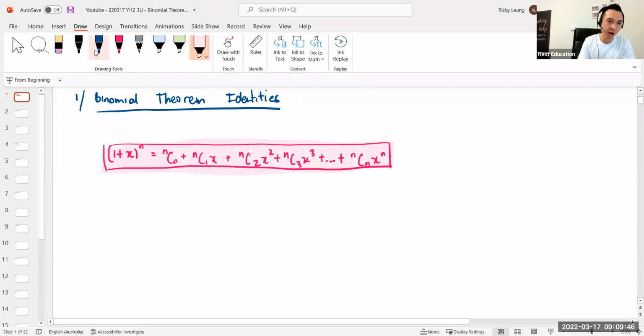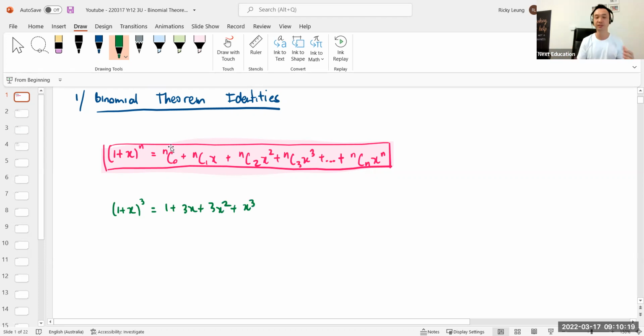Now, comparing coefficients, right? Let's start with a very simple illustration. Sometimes the teachers ask you to prove certain things by comparing coefficients in this topic. What does that mean? The best way to understand it is, let's take a very simple expansion. Now we know if I expanded this using Pascal's triangle, I get 1 plus 3x plus 3x squared plus x cubed, right? 1, 3, 3, 1.